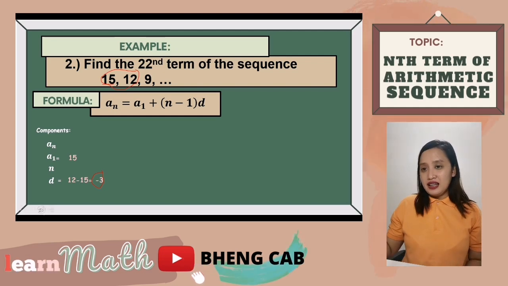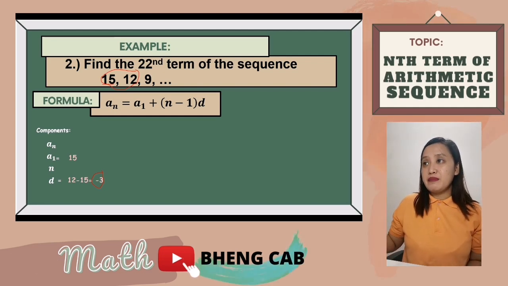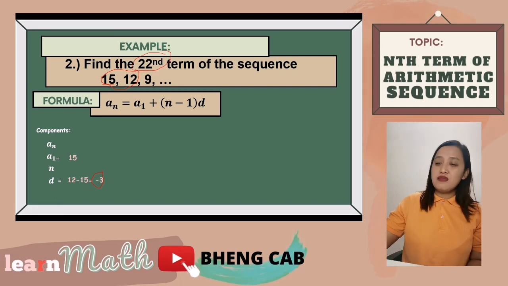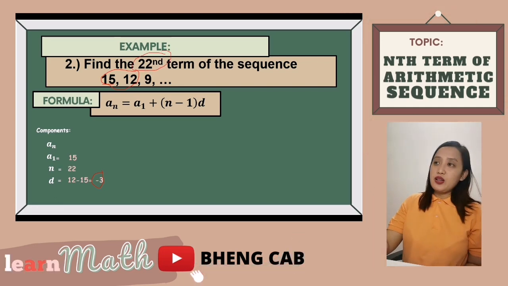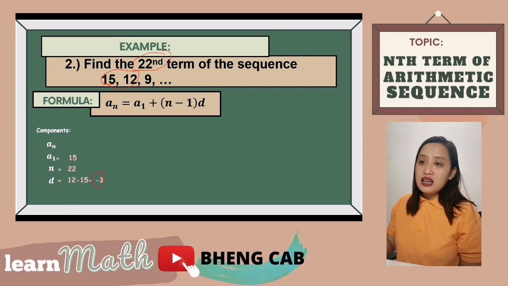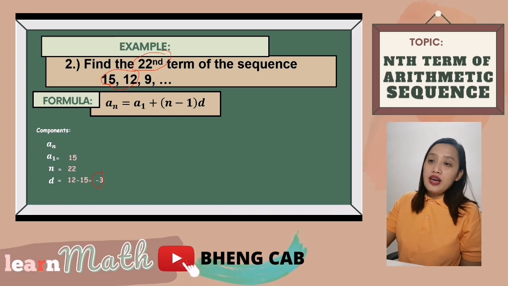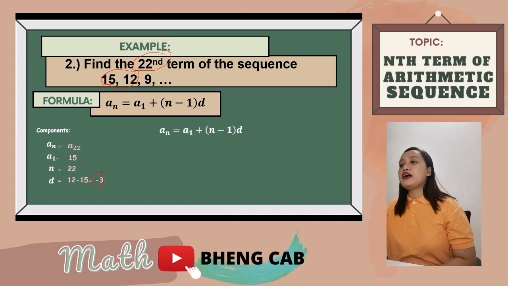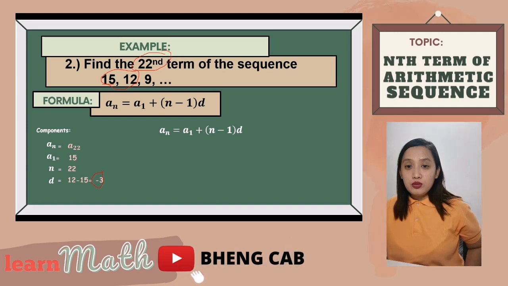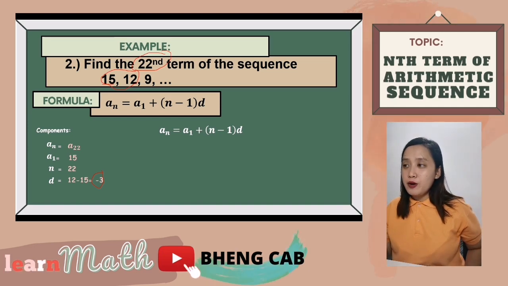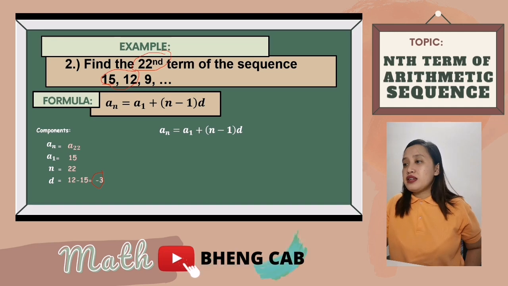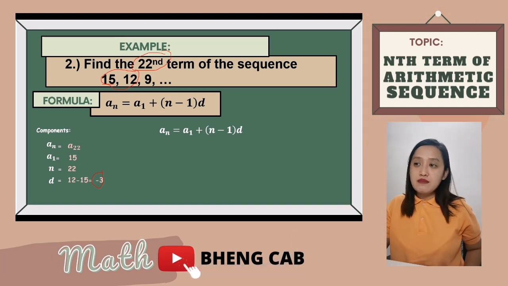So, yung n natin, pang ilang term ba yung hinahanap natin, yung ordinal? 22nd. So, ibig sabihin, n equals to 22. So, expectedly, since a sub n ang hinahanap natin at ang n natin ay 22, we have to look for a sub 22. Okay. Formula. Let's plug in the components in our formula. A sub n equals a sub 1 plus quantity n minus 1 times d.